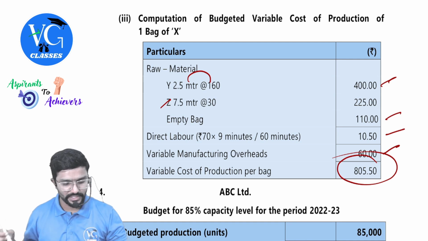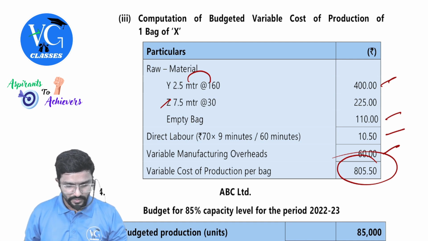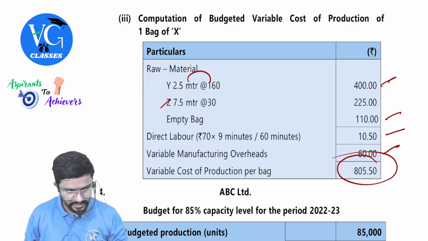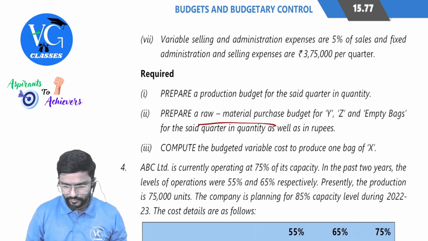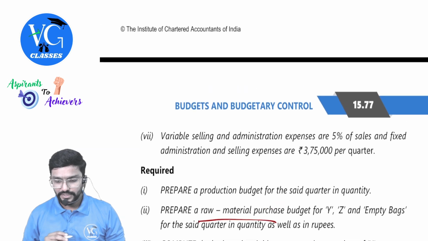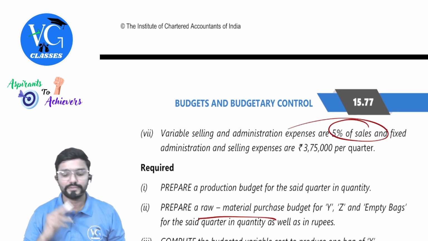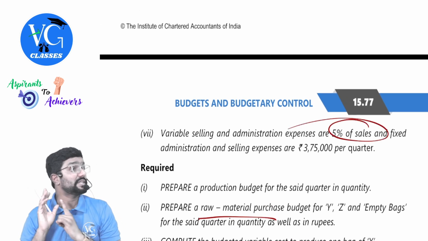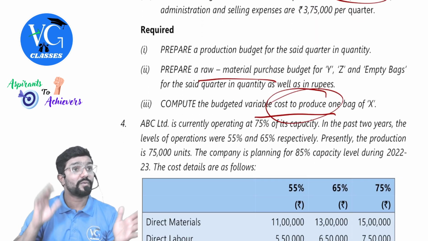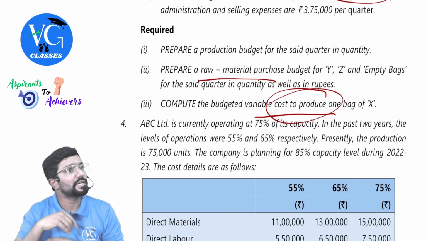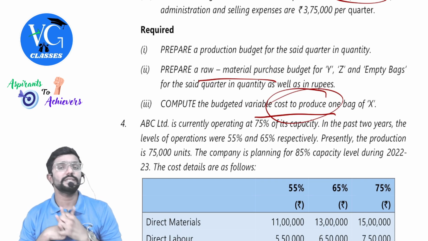Variable cost of production. Just a minute. I will go back and check it once. Variable cost to produce one bag they have asked. That is why they have not taken this, guys. Variable selling and administration is not taken because they have asked variable cost to produce. If they had just asked what is the variable cost per unit, I would have taken that also.